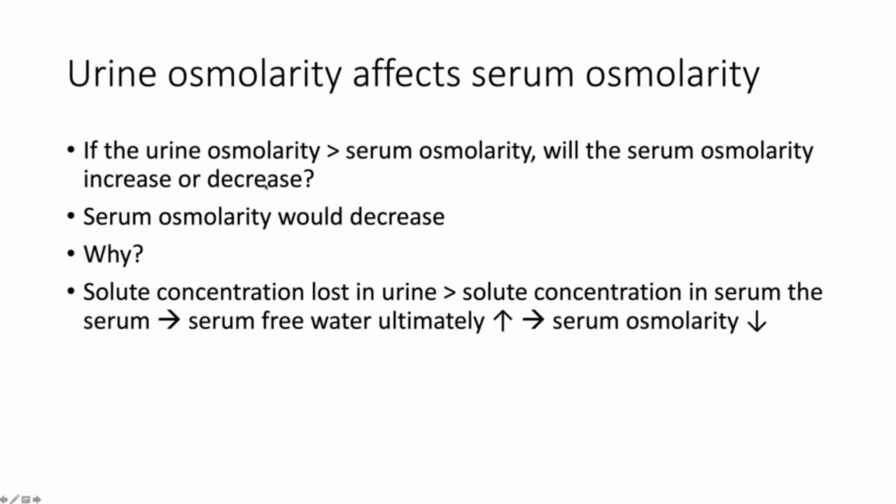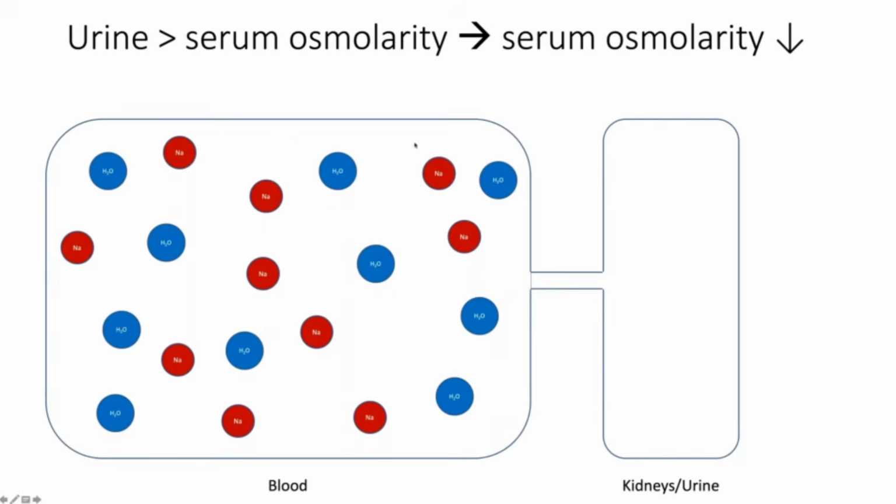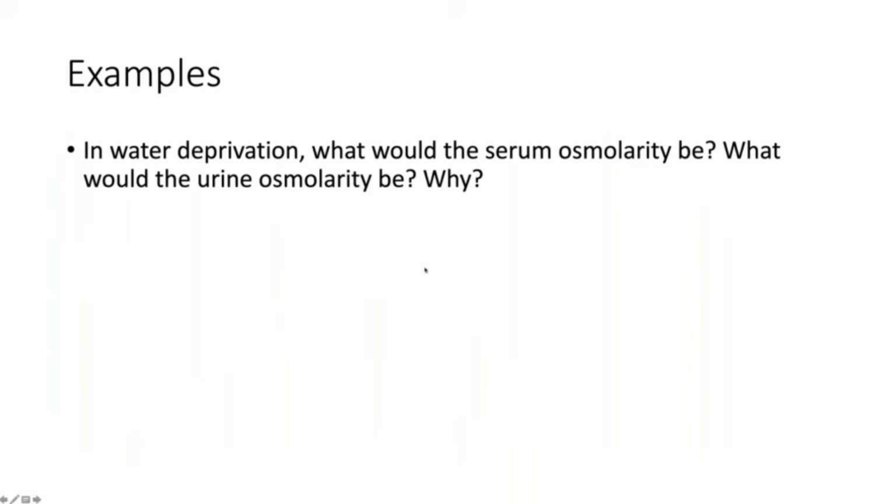So again, if we think about this in terms of solute relative to free water, we're losing more solute than free water. So the osmolarity should go down. Again, 10 sodium, 10 water to start. If I lost more solute than water, what I have left is a higher water concentration than salt. So the osmolarity here is going to go down. Cool. There are some things you might have to watch a couple times. This is one of them, because it's just not intuitive. It's like statistics. So let's go through some examples.